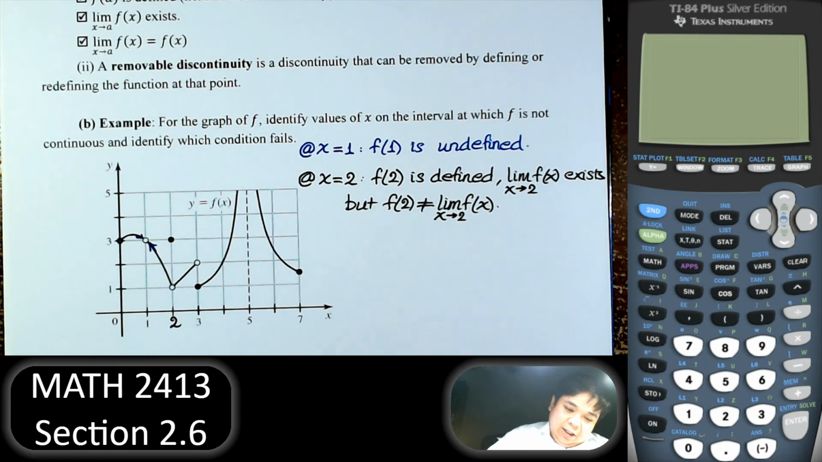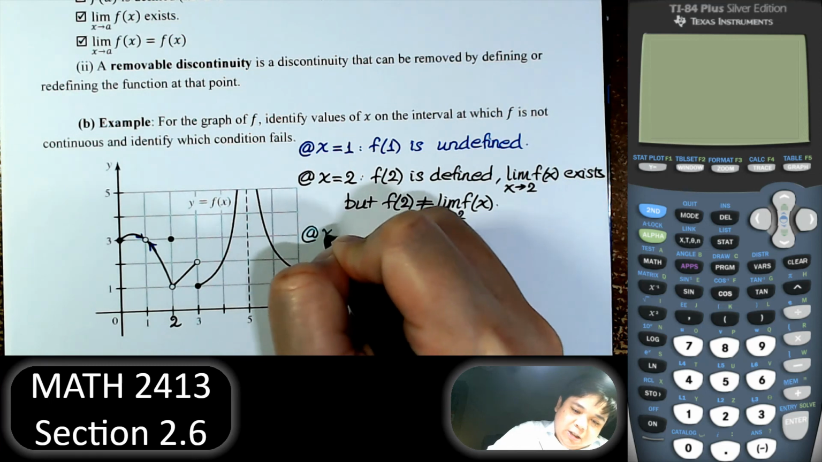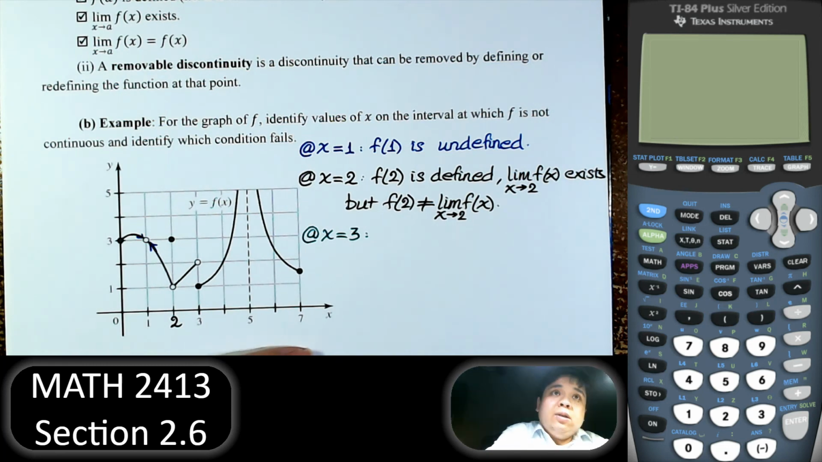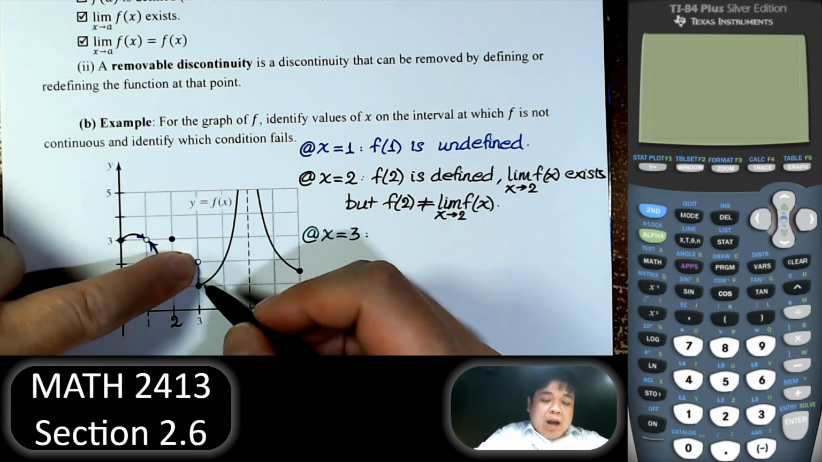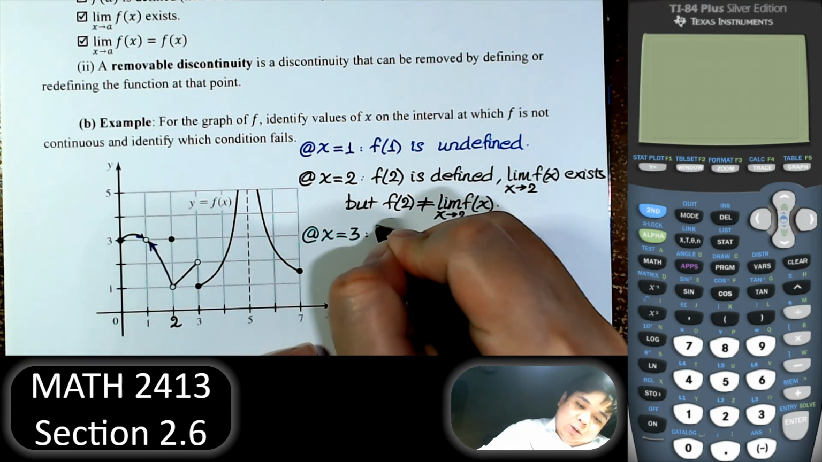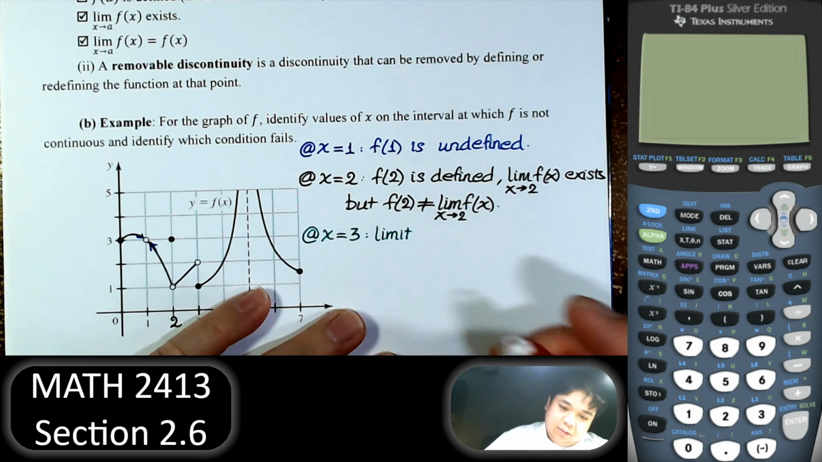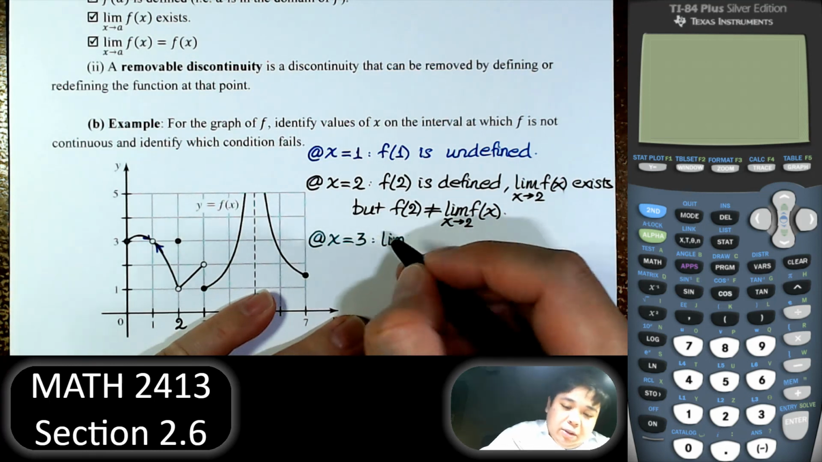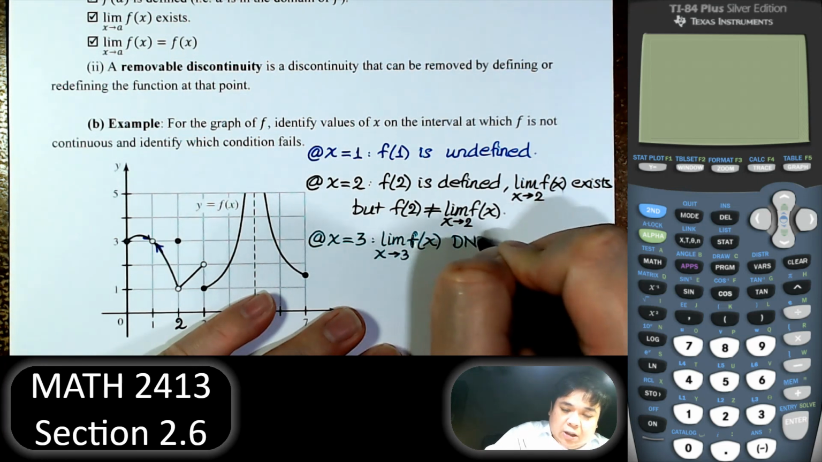Now at 3, it's also not continuous, because the function is defined, which is good, but the left side goes to this point and the right side goes to that point. At x equal to 3, the limit does not exist. The limit as x goes to 3 of the function does not exist.